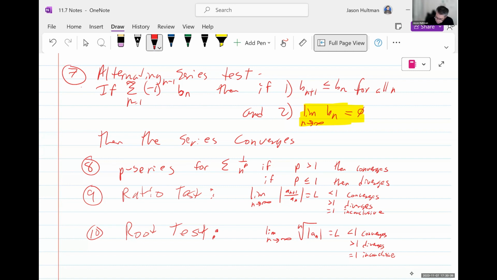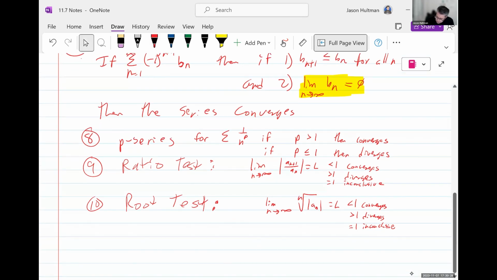And then we have the ratio test. The limit as n goes to infinity of the absolute value of a sub n plus 1 over a sub n is equal to L. If that's less than 1, it converges. If it's greater than 1, it diverges. And if it is equal to 1, it's inconclusive and you need to use another test.